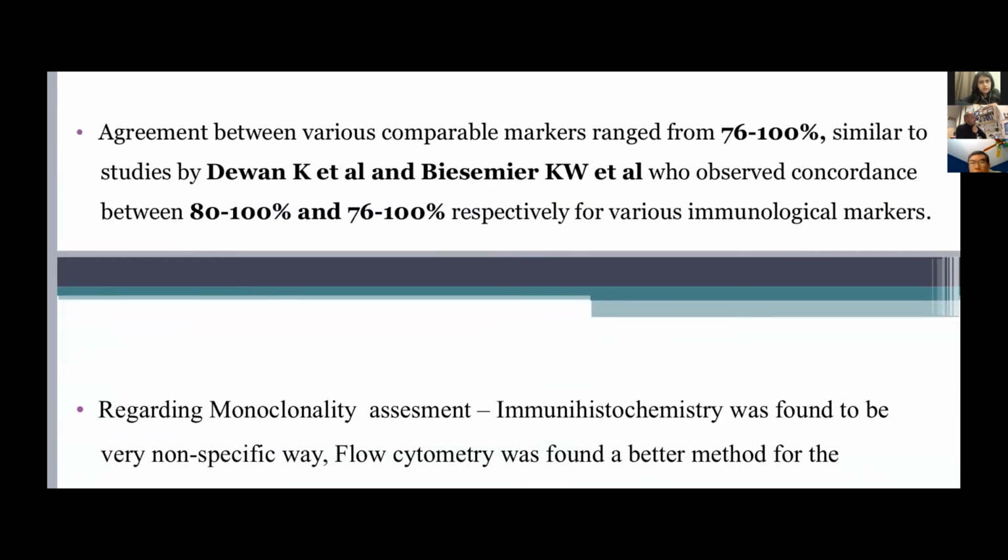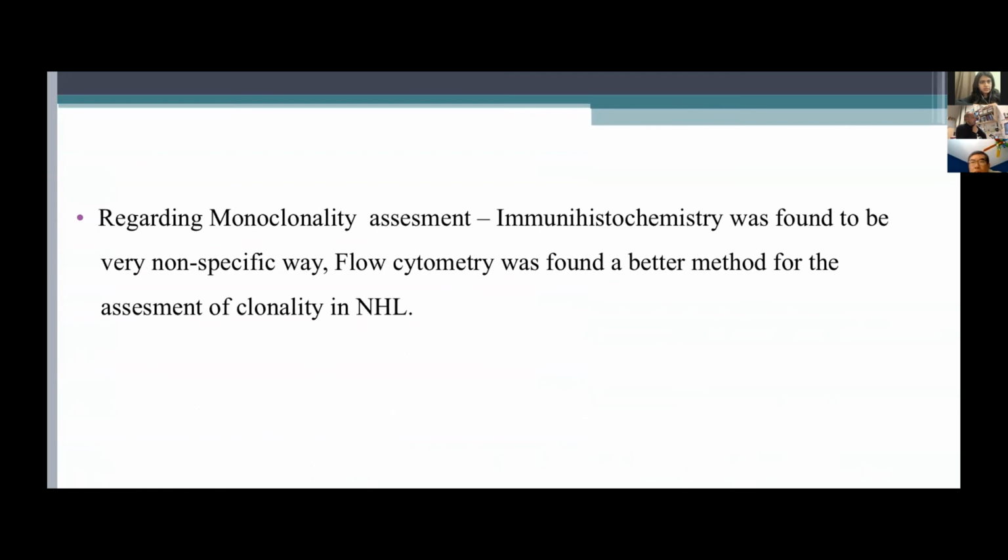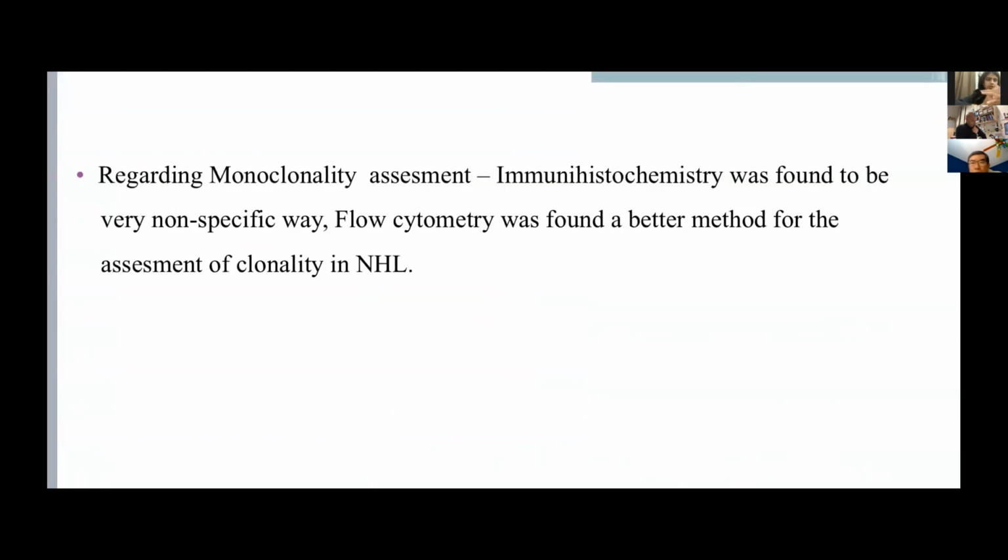After the individual CD markers, there was a little bit of discrepancy about the monoclonality assessment, like kappa and lambda assessment. All the cases were further subjected to kappa and lambda staining on IHC, and it was found that IHC was a very non-specific way to assess the clonality, because it shows a lot of background staining. In 30 cases, 15 showed lots of background staining, so we were not able to classify them as kappa positive or lambda positive.